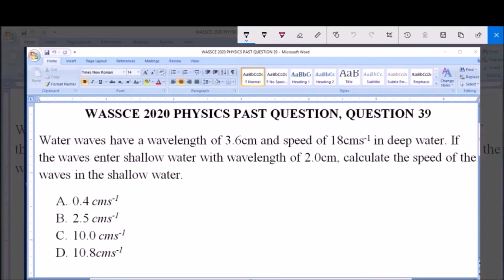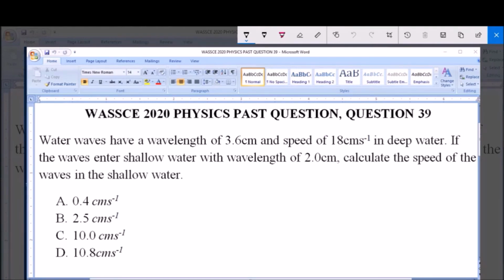Good day and welcome. I will be answering WAEC 2020 physics past question, question 39. Water waves have a wavelength of 3.6 cm and speed of 18 cm per second in deep water. If the waves enter shallow water with wavelength of 2.0 cm, calculate the speed of the wave in the shallow water. A. 0.4 cm per second, B. 2.5 cm per second, C. 10 cm per second, and D.